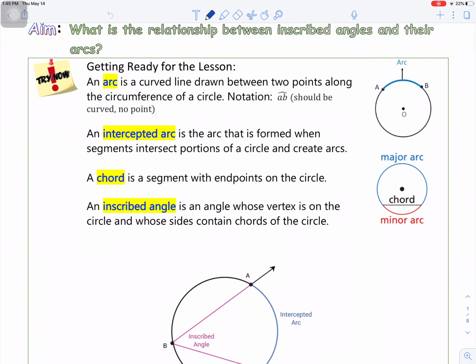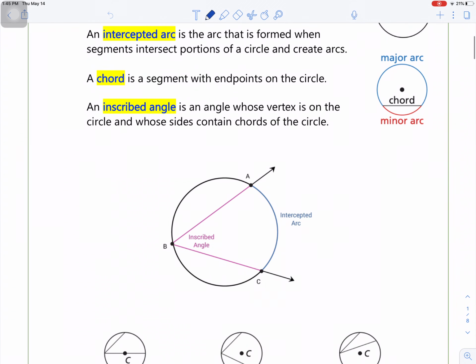Getting ready for the lesson, there's a little information here. What is an arc? You know that already, but it's here again. An intercepted arc is the arc formed when segments intersect a portion of the circle. A chord is a segment that's inside the circle, whose endpoints are on the circle. So a radius is not a chord. Okay? And an inscribed angle is an angle whose vertex is on the circle and whose sides are chords.